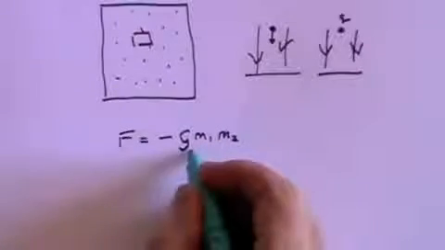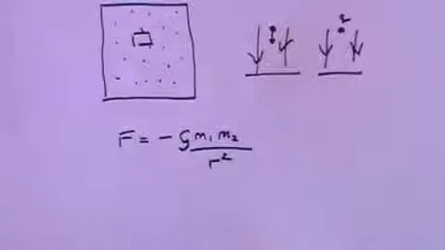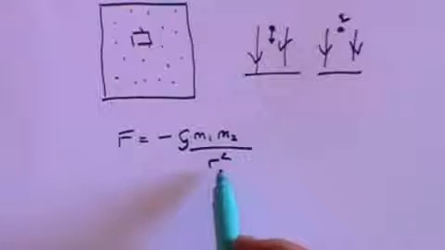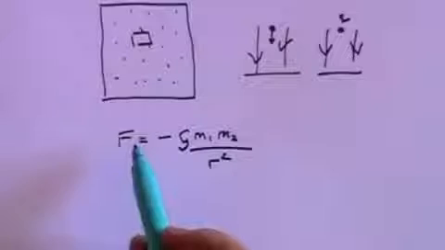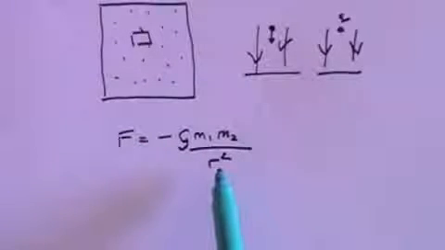So the mass of the second object divided by r squared, where r is the distance between the two objects. And this makes it what's called an inverse square law. In other words, as the distance doubles, the force goes down fourfold, r squared.